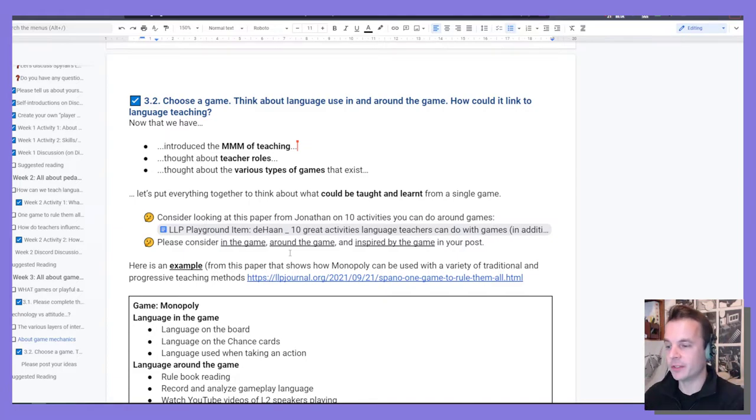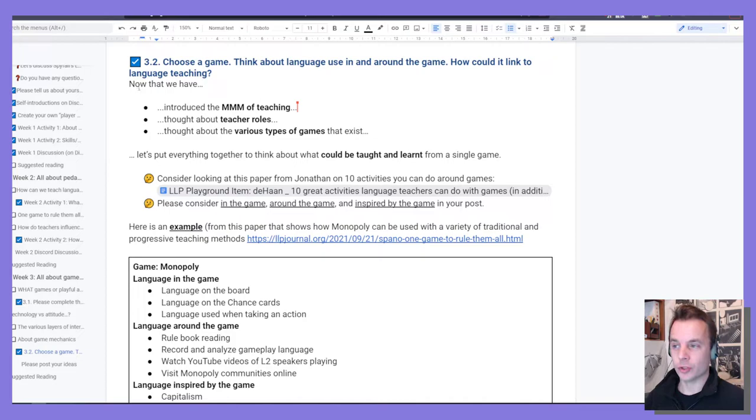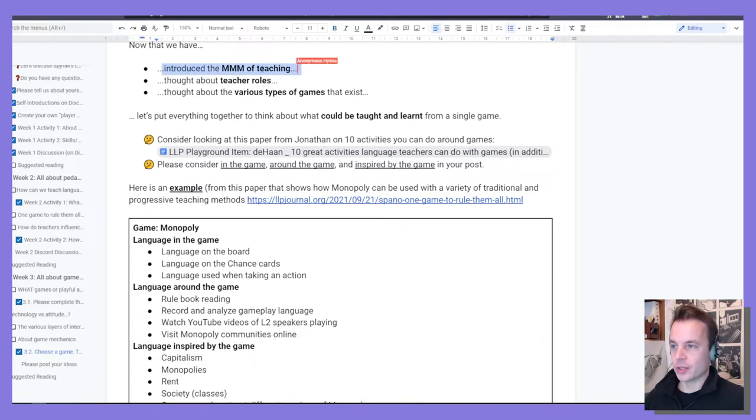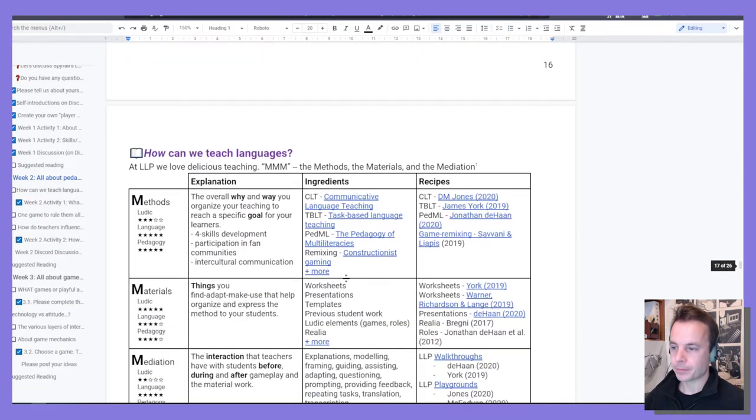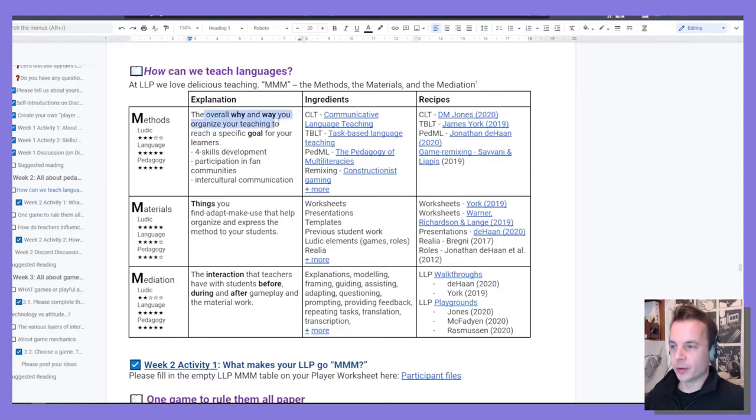This is an activity which encapsulates all that we've looked at just now. I'd like each member to choose a game, think about the language use in and around it. How could you link it to language teaching? So we've introduced in the previous session the MMM of teaching, from week two. The methods are the way and the why and the goal of what you're going to do. The materials are the things that you create in order to reach these goals. And the mediation is what the teacher actually does within the classroom before, during, and after the play.